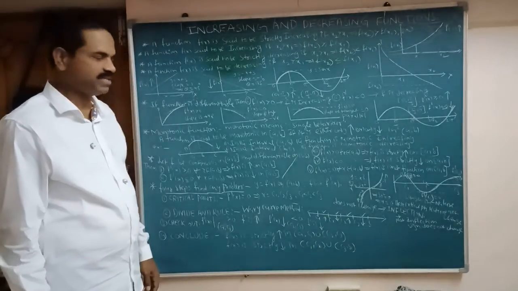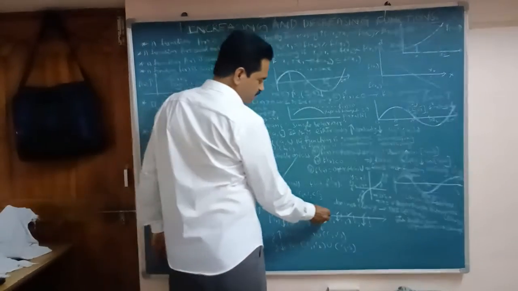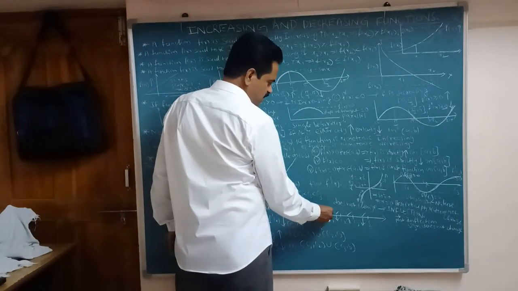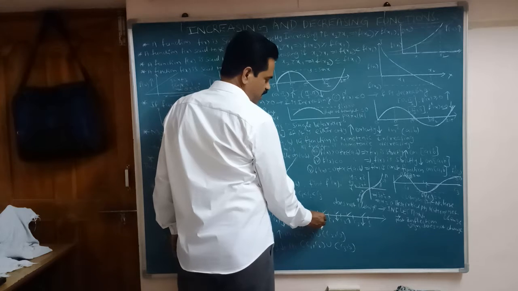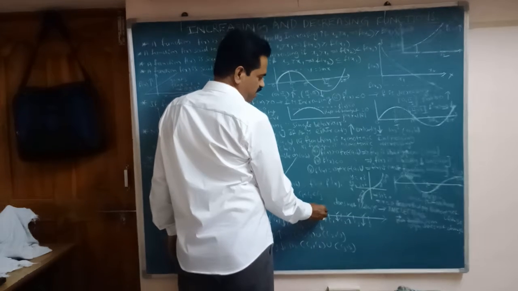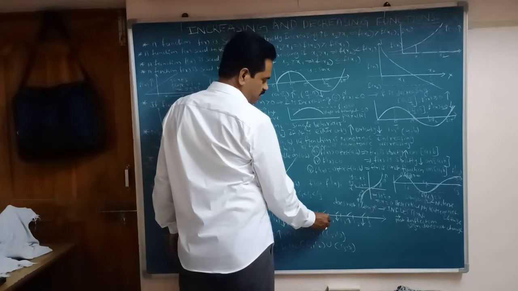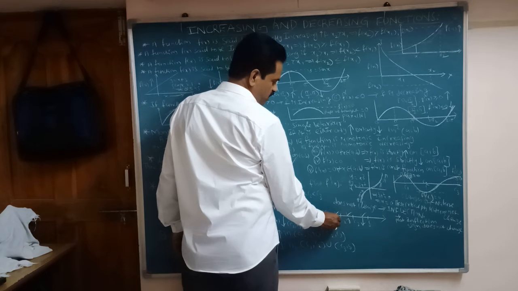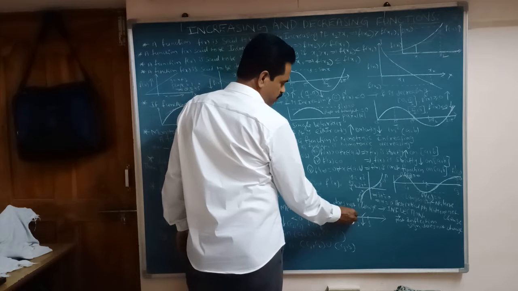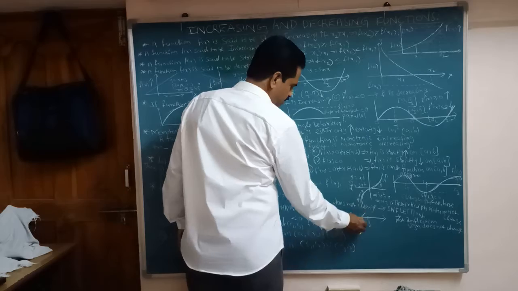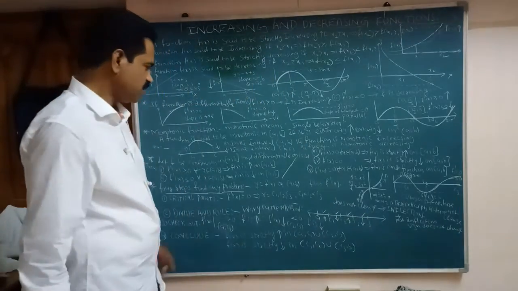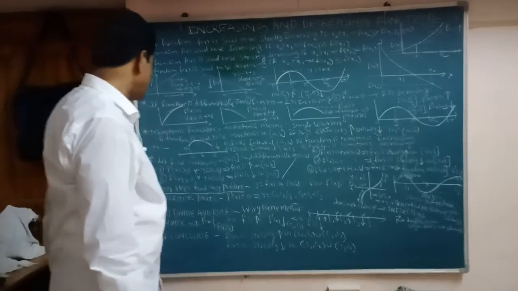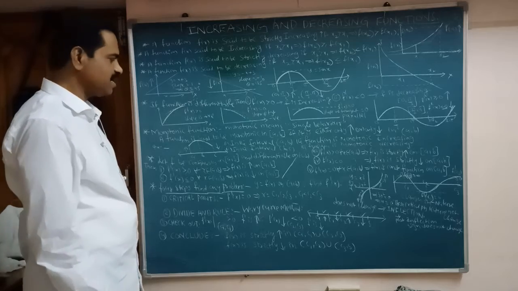Check out means here at A to C1, suppose this is 1, 2, 3, in between you take 2 points. Whatever the sign is, suppose it is positive, so it is increasing. If the sign is negative, it is decreasing. So based on this sign, we can write that f of x is increasing or decreasing.